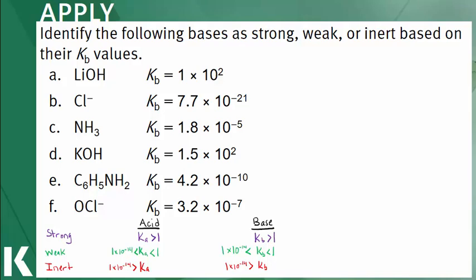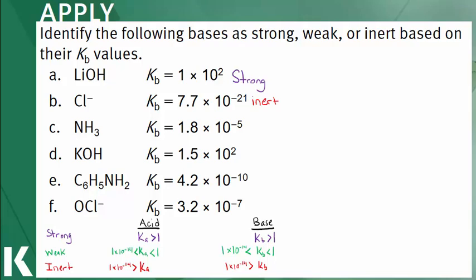This value is larger than 1, so it must be a strong base. The chloride in B has a base dissociation constant of 7.7 times 10 to the negative 22nd. This value is very small, even smaller than 1 times 10 to the negative 14th, so this must be an inert molecule. Moving on to C, NH3, or ammonia, has a Kb of 1.8 times 10 to the negative 5th.